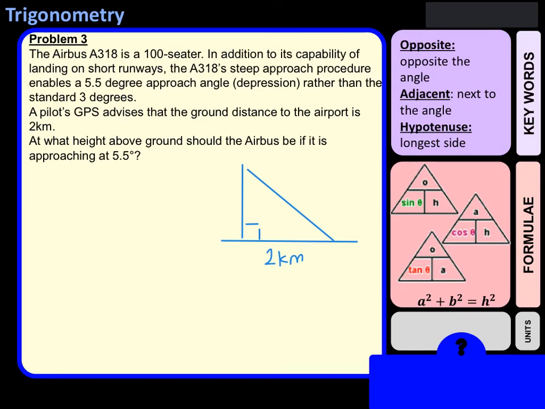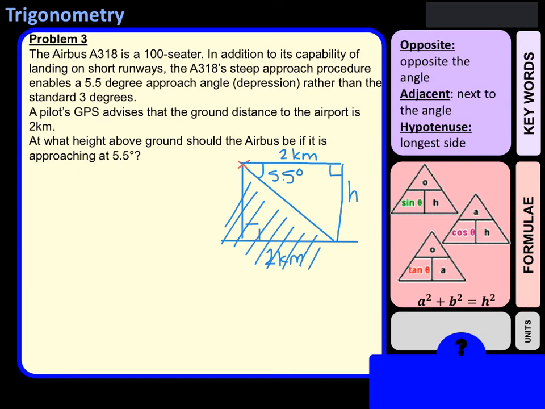So if we've got our aircraft just up here, remember that the angle of depression is from a horizontal looking down, so at 5.5 degrees. So we could actually form our right angle triangle here instead. So there's our distance of 2 kilometres, and this is going to be the height of the aircraft. So we might actually want to get rid of this part of our diagram in case it confuses us.